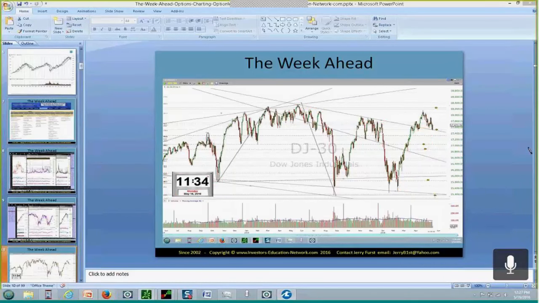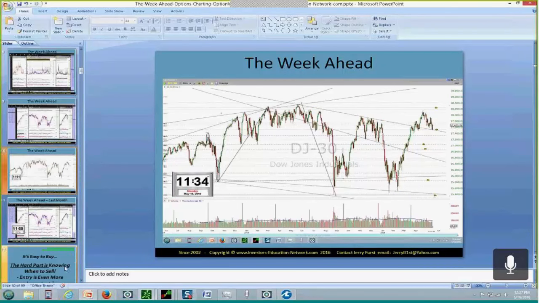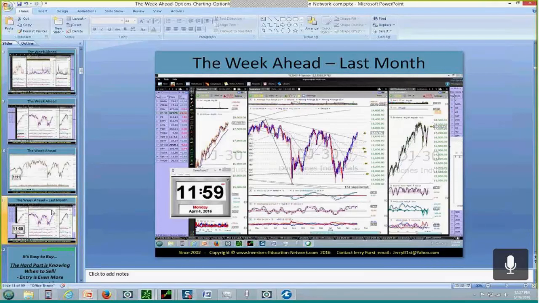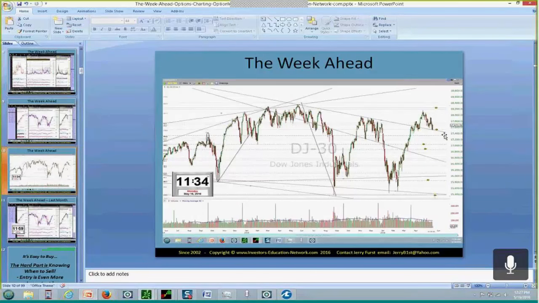Let me clear that off. And this is what that same chart looked like last month, April 4th. We had this W pattern where it looked like we could have been heading back up higher to 18,400, 18,200 on the Dow. We were at 17.7 at the time. Notice that where we're at now, we are at 17.7, so we're right about the same spot where we were a month ago, and we did get back up to just about that 18,200 point.